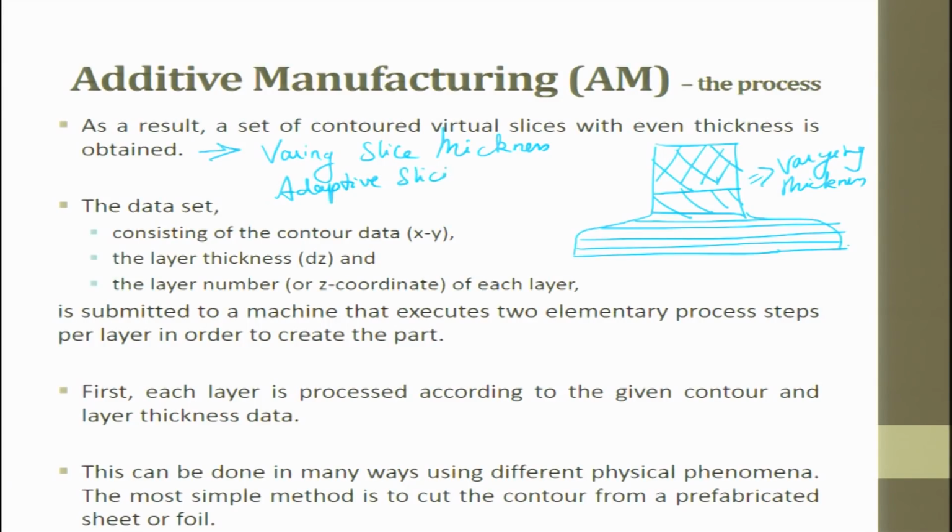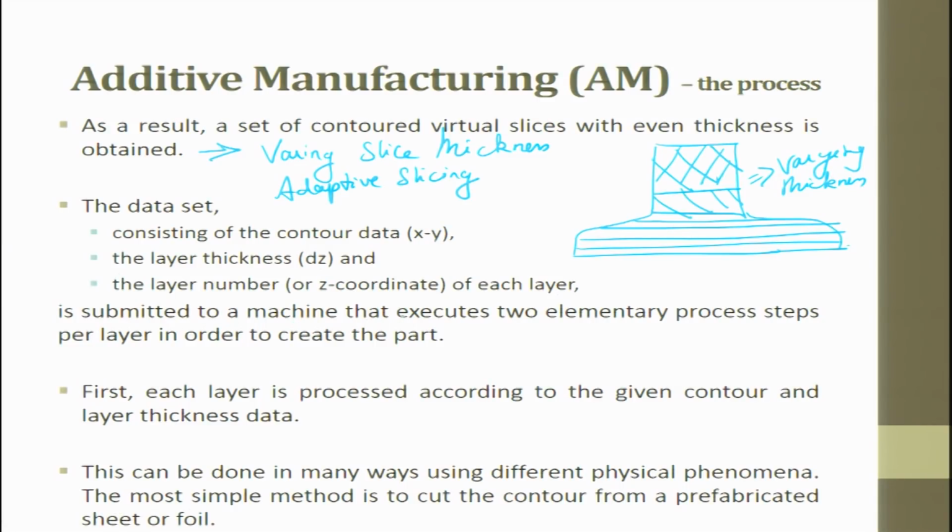Earlier it was slicing of the same thickness. You draw an object, you slice it. The algorithm was like that. Now, you have adaptive slicing such that strength and roughness can be optimized and you get a better output. The data set, which consists of the contour data, is going to be XY, then the layer thickness DZ, and the layer number of each layer. These are the data sets which will be used while reconstructing the object.